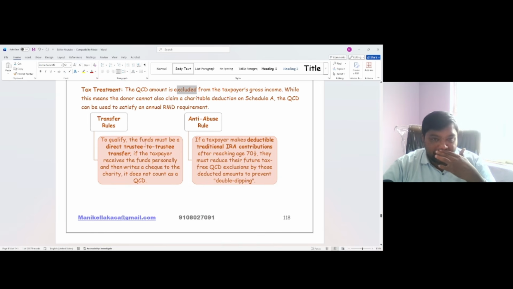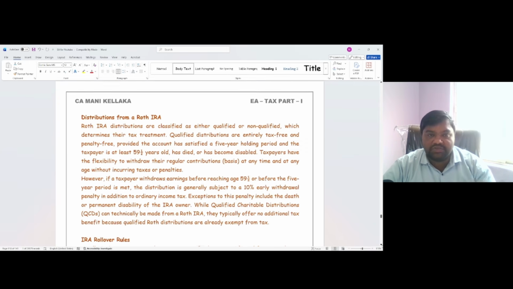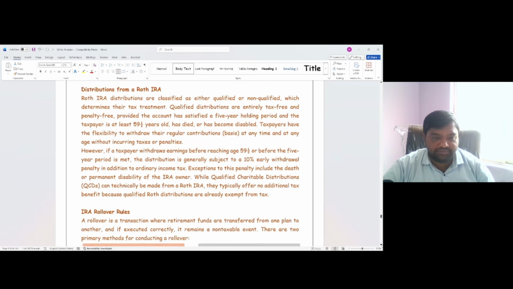Transfer rules, I told you, funds must be transferred directly, a trustee to trustee transfer. If the taxpayer receives the funds personally, then writes a check to the charity, it does not count as a charitable distribution. If the taxpayer takes from their retirement account and writes a check to the charity, it won't be treated as a QCD. It should be directly from the traditional IRA account to the qualified charitable entity. Then only it will be treated as a qualified charitable distribution and eligible for exemptions.